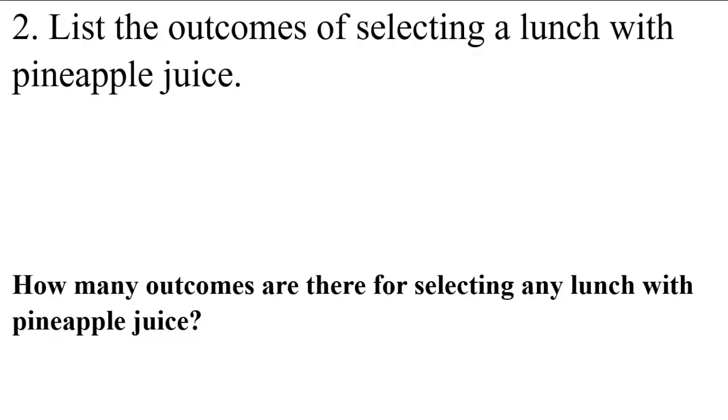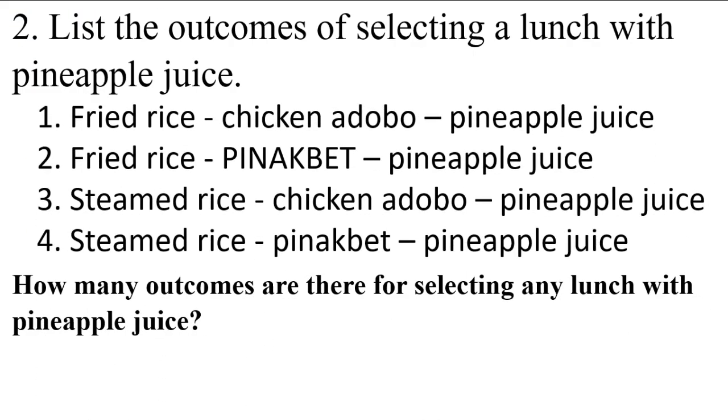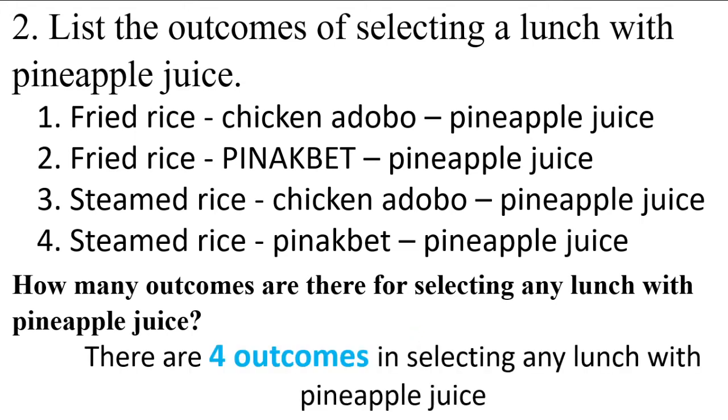Okay? Now, next. List the outcomes of selecting a lunch with pineapple juice. Ngayon, ang outcomes mo naman na pipilian ay yung may pineapple juice. So, kung asan dyan yung mga may pineapple juice? 1, 2, 3, and 4, may pineapple juice. By listing, ito lahat yung sample space natin: fried rice, chicken adobo, pineapple juice. Fried rice, pinakbet, pineapple juice. Steamed rice, chicken adobo, pineapple juice. Steamed rice, pinakbet, pineapple juice. Okay? So, ilan ang outcomes natin in selecting any lunch with pineapple juice? So, there are 4 outcomes in selecting any lunch with pineapple juice.